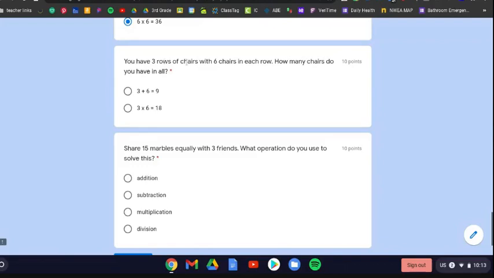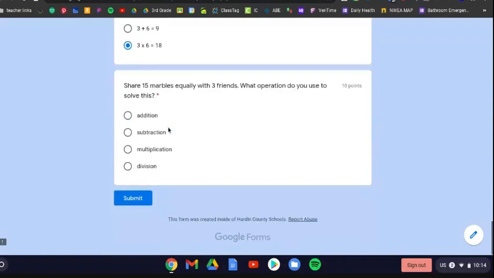You have 3 rows of chairs with 6 chairs in each row. How many chairs do you have in all? Are we adding or are we multiplying? Choose the correct equation and then go down.